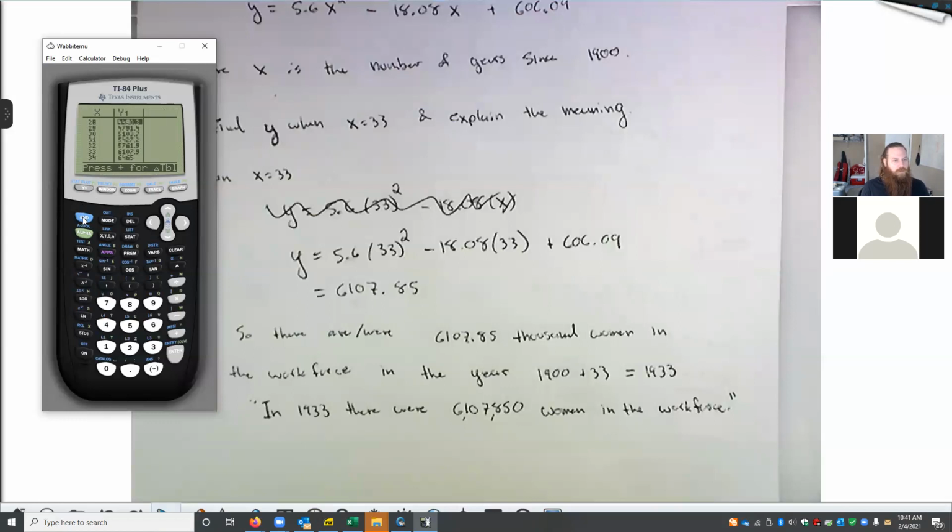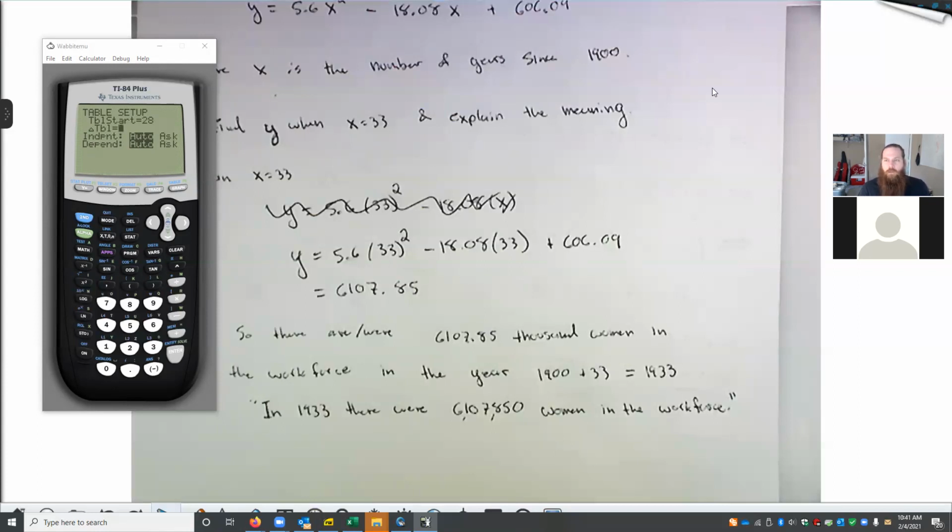You can change the table settings by hitting second and window. Okay, you can say where you want to start the table and how big a step you want each scroll down to go. All right. There were two other things we wanted to do with this before we bounce, so let me try to get at least one of those. So the question mark, can we look at the graph and see where it intersects at X equals 33? Kind of, but the table would be better than the graph for that.